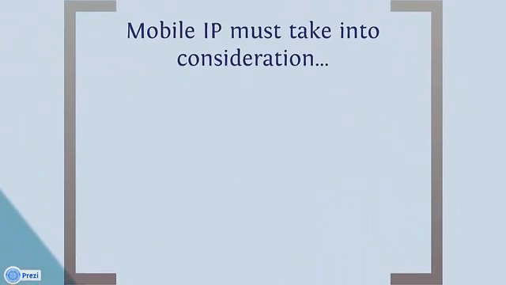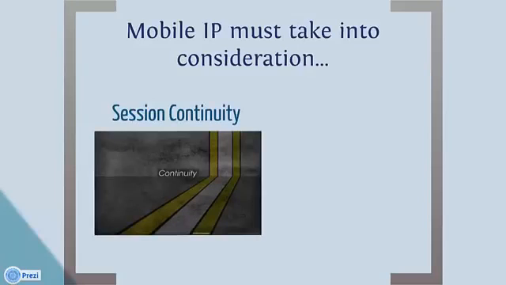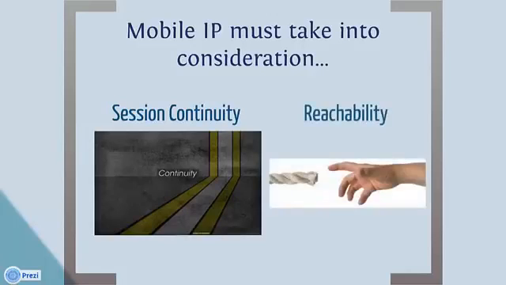It is important to note that mobile IP must take into consideration two important things. Session continuity, meaning that the communication must flow without interruption, even while the mobile node is moving from its home network to the foreign network. Second, reachability, meaning that communication must be possible wherever the mobile node is located. I mean, either in its home network or in the foreign network.